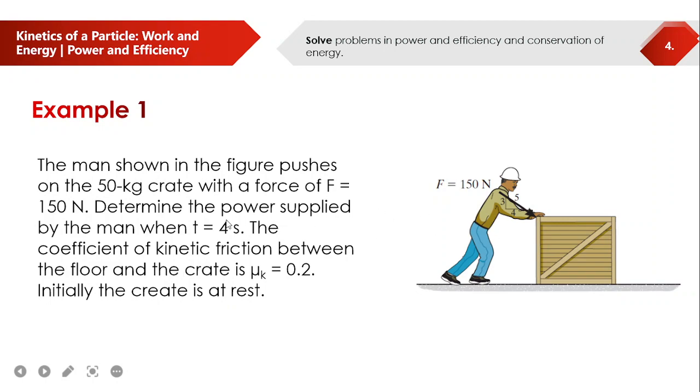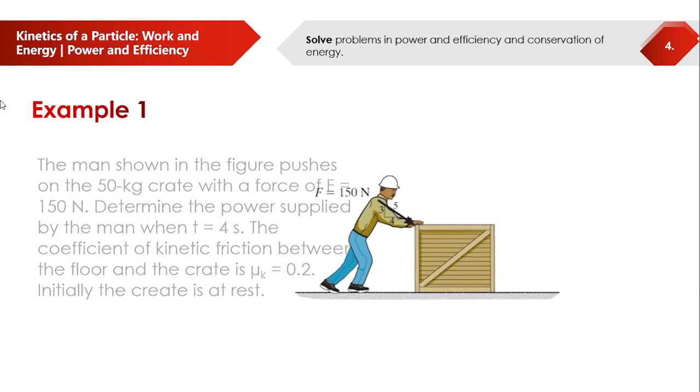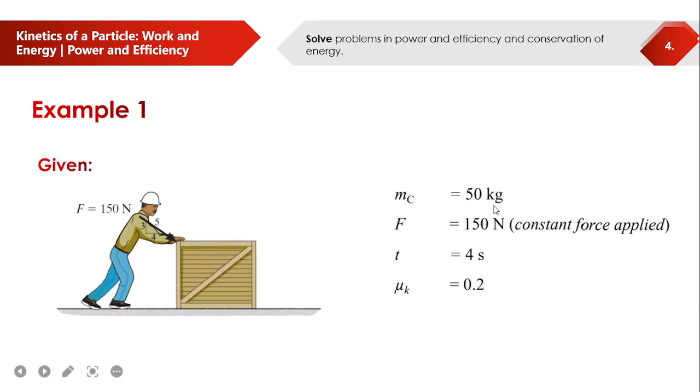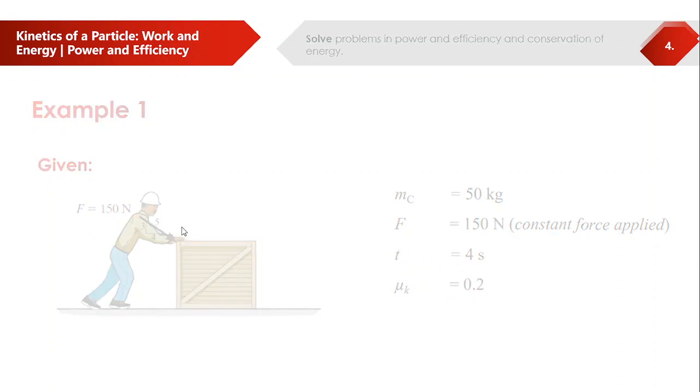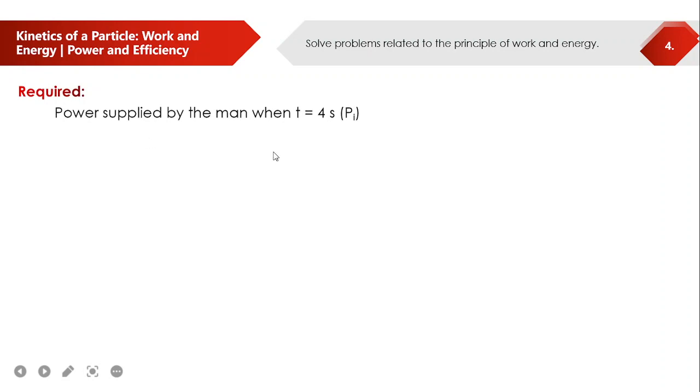Okay? So kailangan nating alamin kung ano yung power na sinupply ng man so that ma-push natin yung crate na kailangan niyang i-move. Okay? So, kailangan natin yung power. So, given, meron siyang mass sa crate which is 50 kilograms. 150 Newton naman yung constant force na apply ng man natin. And the time is 4 seconds and the coefficient of friction is equals to 0.2. Okay? So, power supplied by the man, yung record natin dito, when t is equals to 4 seconds.